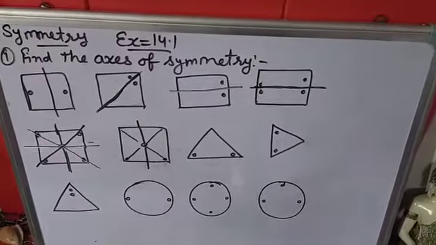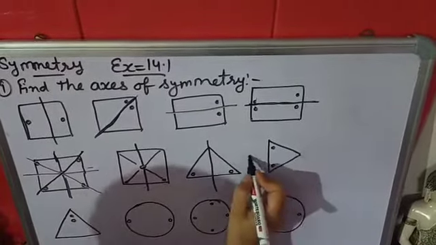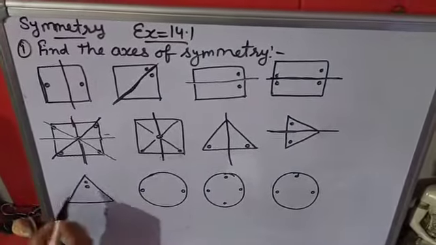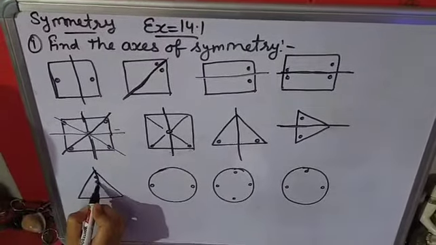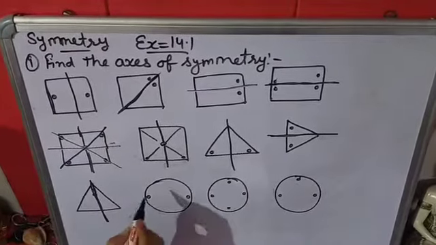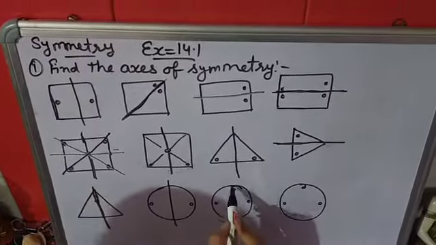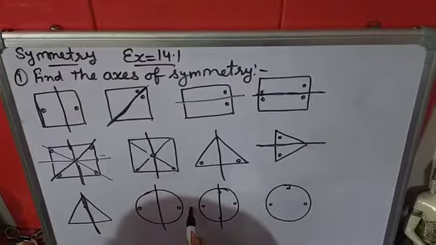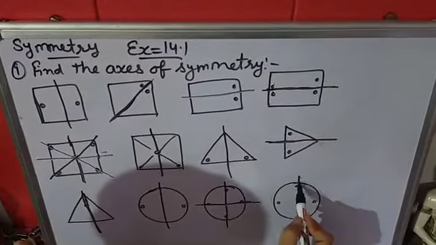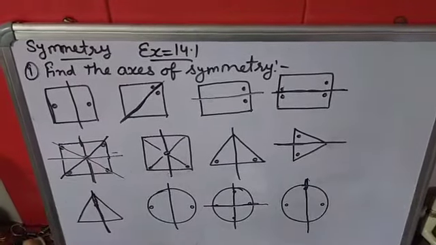Now in this triangle, a vertical axis line of symmetry will come, and in this triangle, a horizontal line of symmetry will come. Okay? And in this triangle again, a vertical line will come. Here also vertical. Here vertical also and horizontal also. Okay? And here only a vertical line will come. Okay? So these are the axes of symmetry.